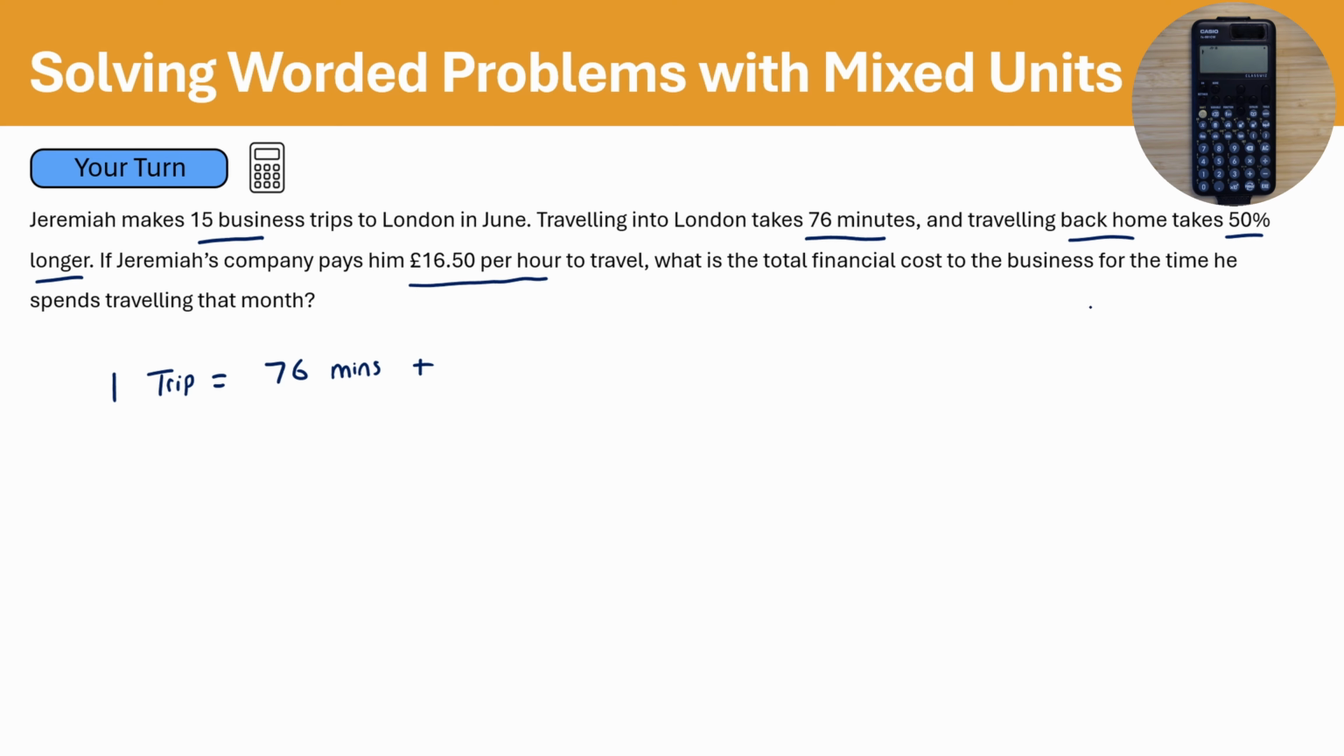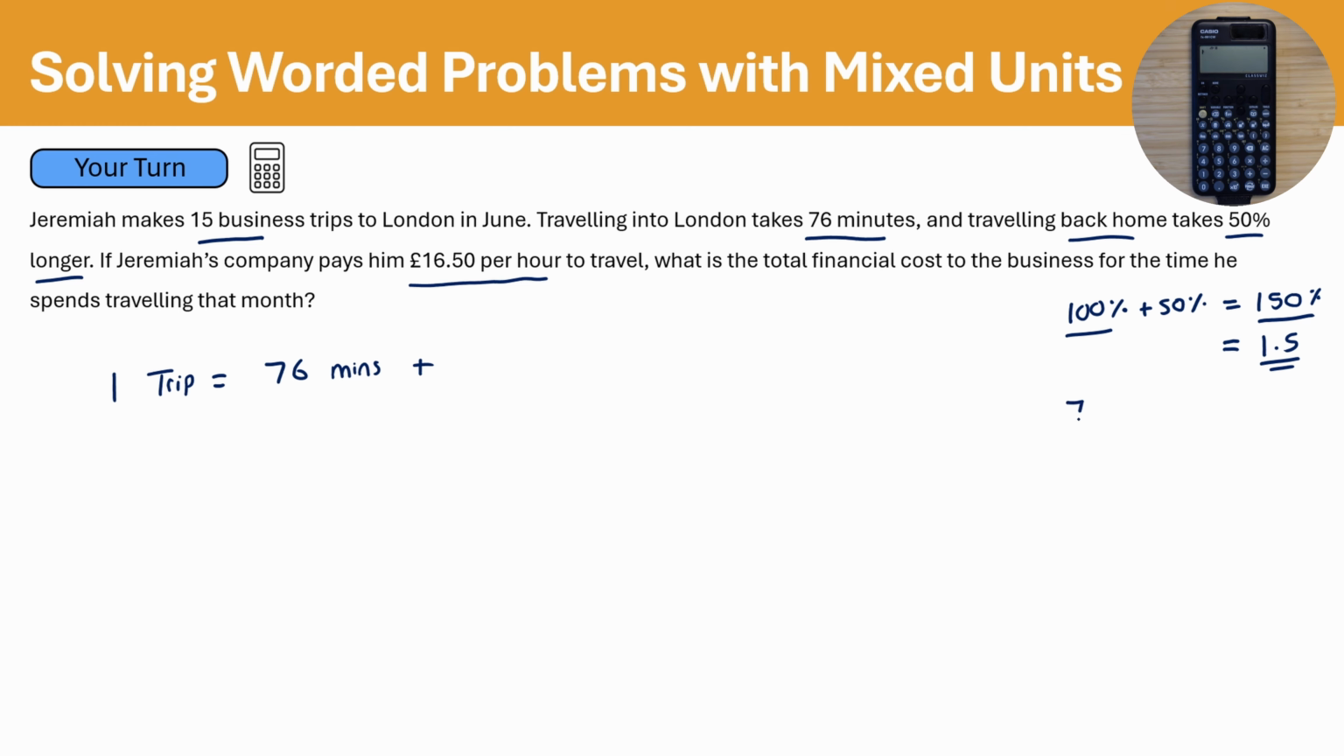So 50% longer, we need to work out a multiplier for that. Remember, we always start with 100%. And if we've added on 50% to the journey time, that means on the way back home, his journey time is 150% relative to his way there. That's his way there. That's his way home. And in order for this to be useful, let's turn it into a decimal multiplier. Divide that by 100 takes us to 1.5.